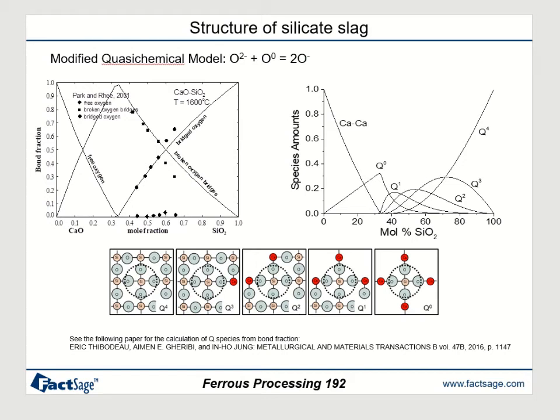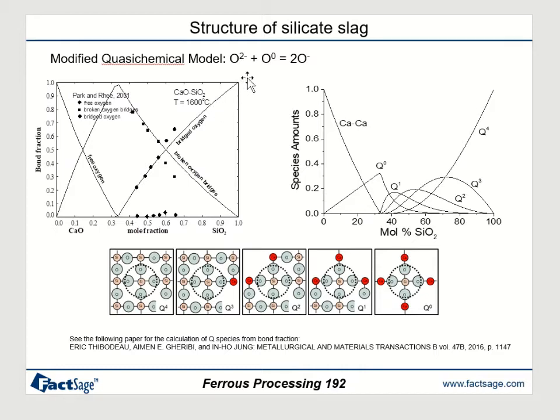Many people ask me how to calculate the slag structure in FactSage. As you've probably seen in some papers from the FactSage group, we sometimes show the bond fraction or the Q species in the slag, which is calculated from FactSage. This information is not shown by default in FactSage, so I'll show you how to see it in the Eclipse program.